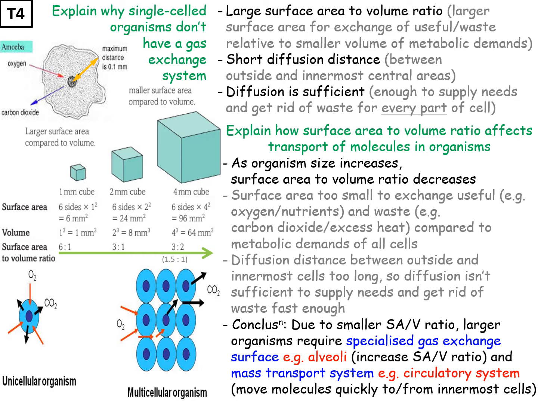So unicellular single-cell organisms or small organisms, they can just rely on diffusion because it's sufficient, but larger organisms, due to the reduced surface area to volume ratio, require the specialized gas exchange surface and a mass transport system to increase the surface area to volume ratio and to move the molecules quickly to the innermost cells.